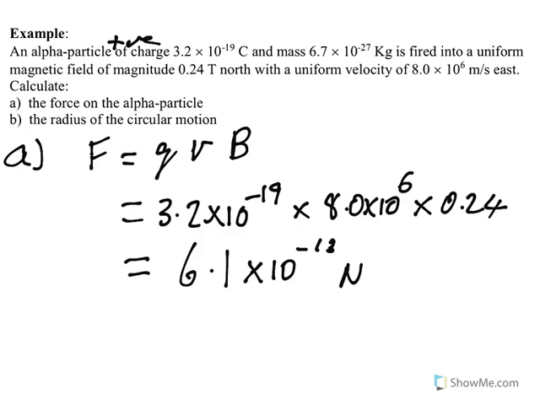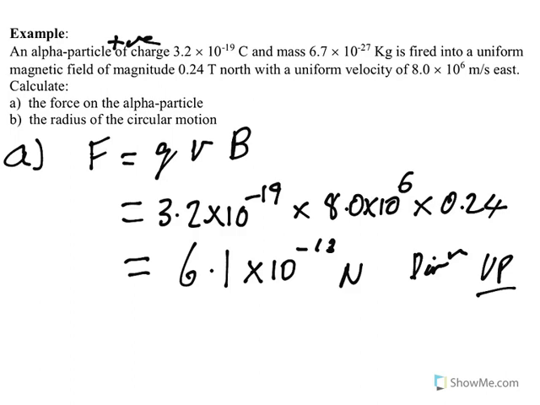So if you wanted to figure out the direction, point your fingers in the direction of the field north, your thumb in the direction of the velocity east, and when you go north and east, your palm pushes up, and it's positive charges, so that's right, palm pushes up. So the direction, if you wanted it, I don't think we better put it in because it asks for the force, and force is a vector, so the direction would be up.